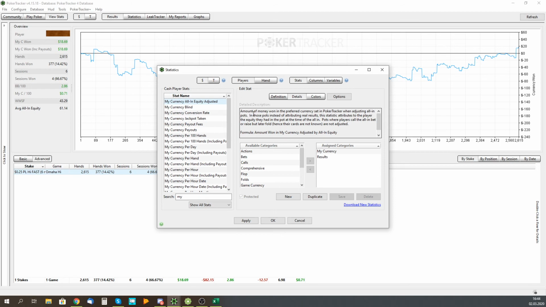We take a look at it here. Amount of money won in the preferred currency set in PokerTracker when adjusting all-in pots. In those pots, instead of attributing real results, this statistic attributes to the player the equity they had in the pot at the time of the all-in. Pots where players call the all-in bet or raise but later fold, hence their cards are not known, are not adjusted.